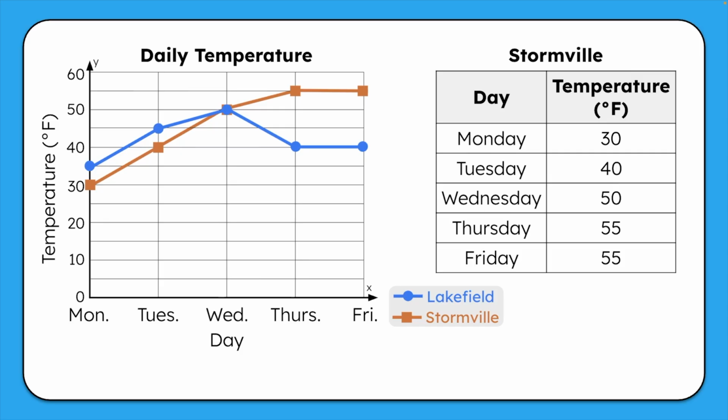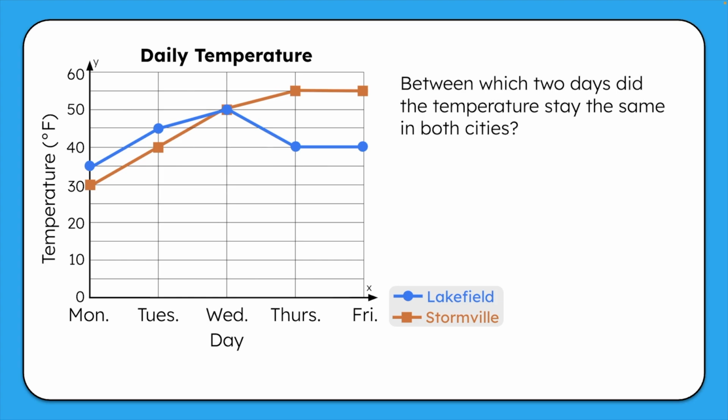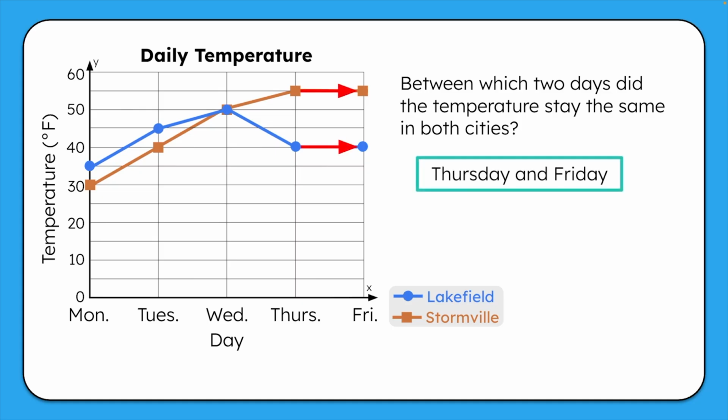Check your work. Pause if you need longer to compare. Now that we have both lines, let's interpret the data. Between which 2 days did the temperature stay the same in both cities? What does the graph look like when there's no change? It's flat. The lines are both flat between Thursday and Friday, so that means the temperature stayed the same.